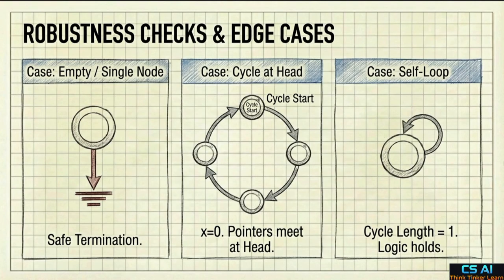We must also consider robustness checks and edge cases. Floyd's algorithm is resilient and handles various scenarios. 1. For an empty or single-node list, the pointers will never enter the while loop for detection, resulting in safe termination. 2. In a case of cycle at head, where the head itself is part of the loop, the algorithm still works. The x equals 0, so the pointers meet at the head and the logic holds. 3. Even for a self-loop, where a single node points to itself with a cycle length of 1, the fast and slow pointers will collide on that node and the logic holds. These checks confirm the algorithm's reliability.